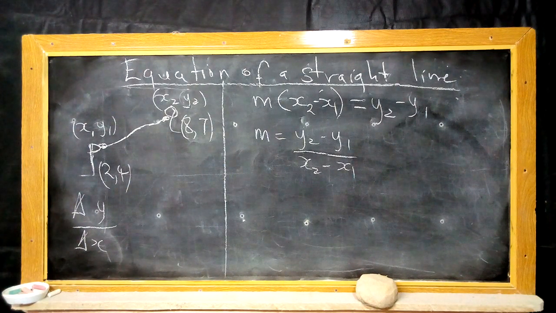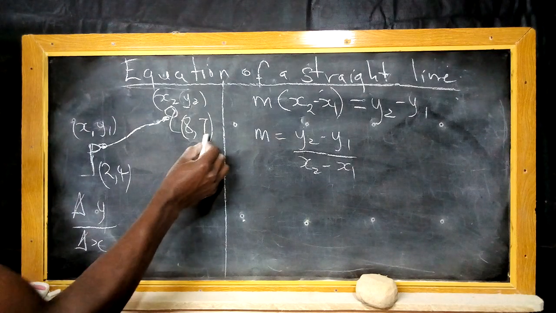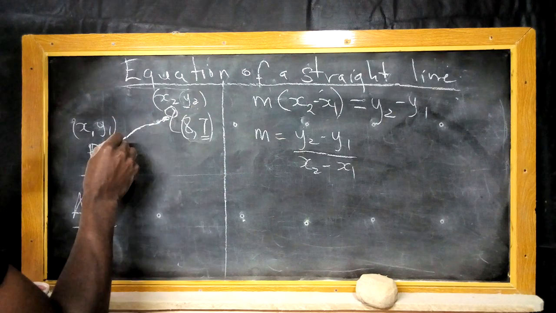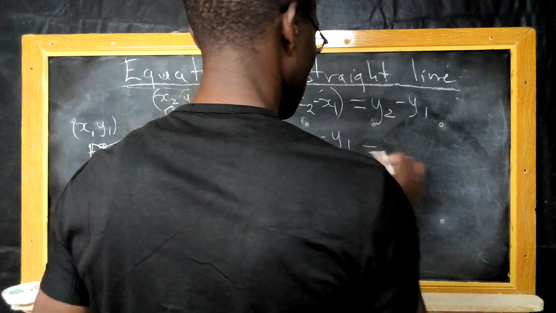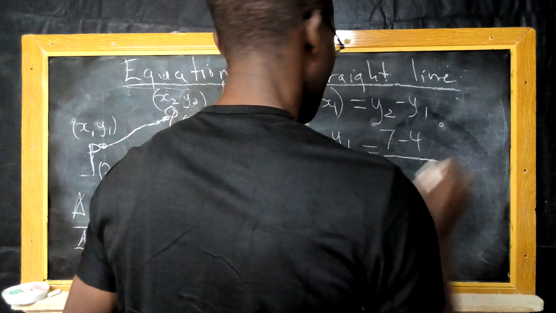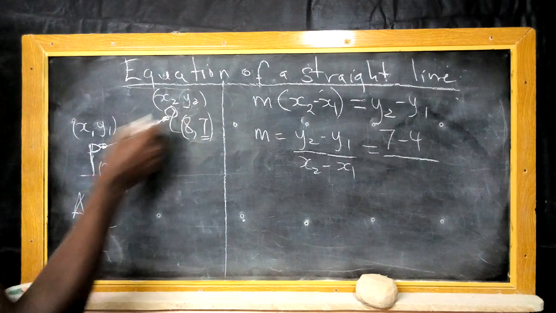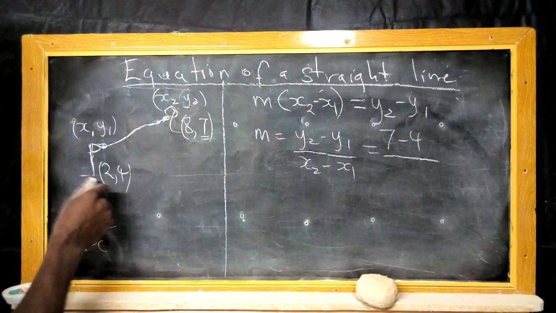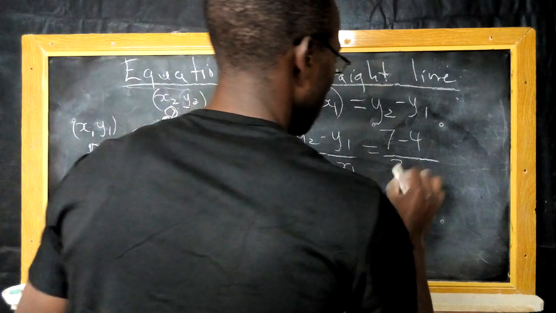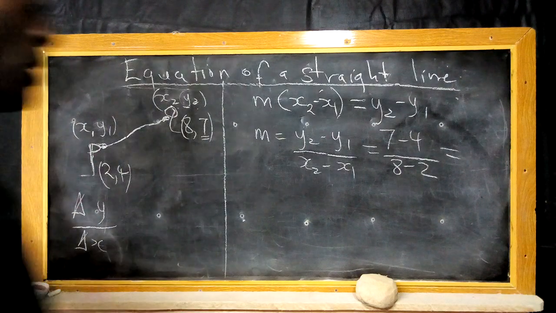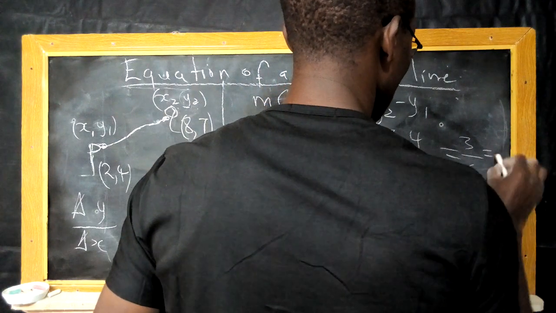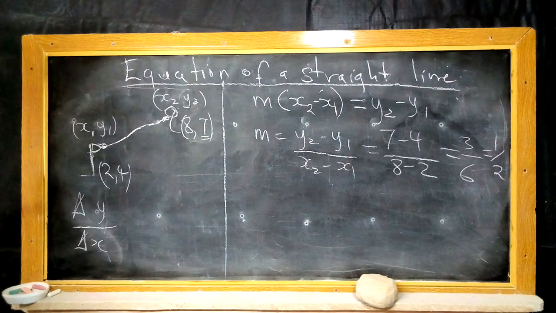So from these coordinates that we have been given, we can say that the change in y is y2 minus y1, so 7 minus 4, of course, we can just do a replacement for that. 7 minus 4 divided by x2 minus x1, which is 8 minus 2, which is going to give us 3 over 6, which is equivalent to a half in simpler terms.